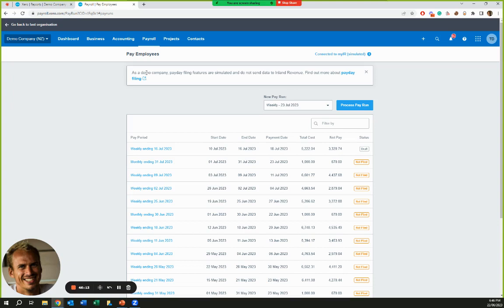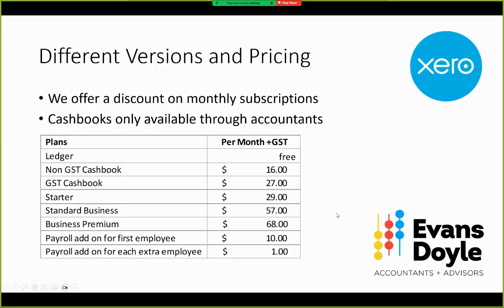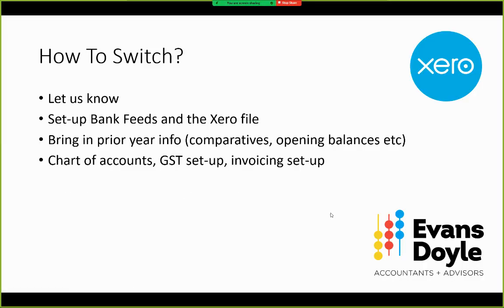We've gone through that hopefully relatively briefly and broadly, which is more my overview of what I wanted to achieve. The last thing that I wanted to just come back to is how to switch. Just let us know. We'd set up the bank feeds and the Xero finals for you. We'd bring in the comparative values, the opening bank account balances, the chart of accounts, the GST, and can help you with the invoice setup, linking it to a Stripe account and that kind of stuff too. So yeah, that's an overview. I'd love to get some feedback from you as well. So feel free to email me and ask me any questions or feedback.